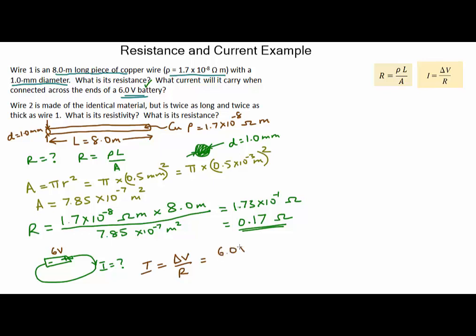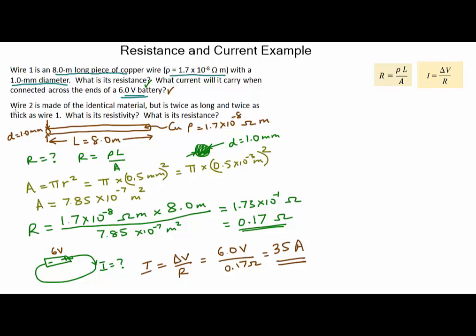So this is 6.0 volts divided by 0.17 ohms, and that, to 2 significant digits, is 35 amps. That's a pretty large current because this wire has a pretty low resistance. So we've answered both the questions in this first part. Now let's take a look at the second part.